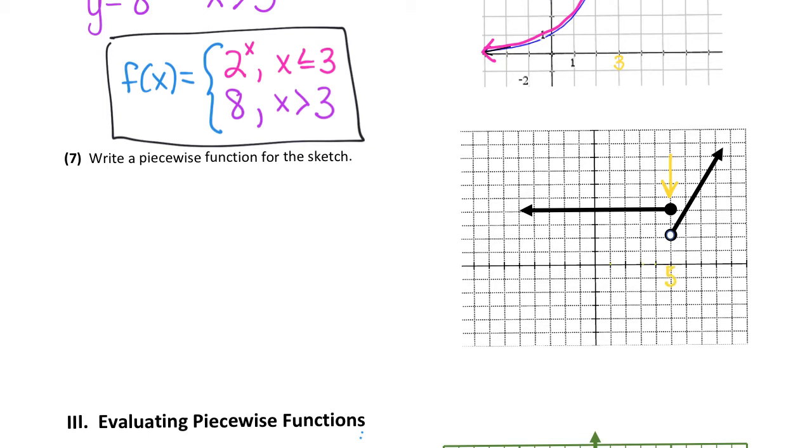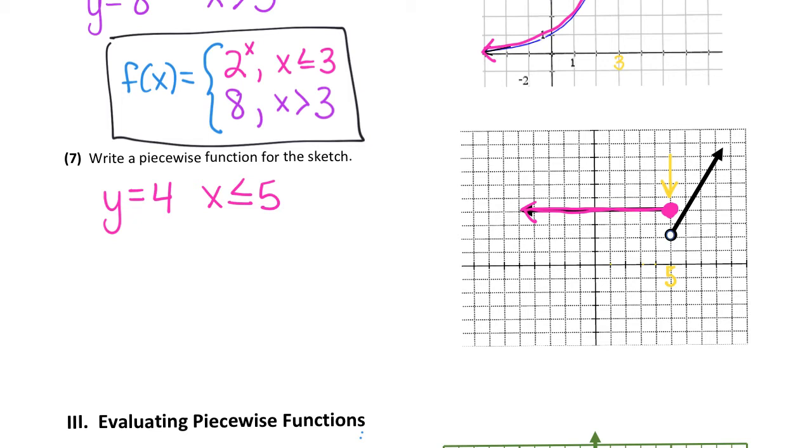So let's start with our first piece right here. We have a closed circle, so this does include x equals 5. We have an arrow, so we know it goes on forever into the negative infinity direction. Again, this is a straight line, of course it's straight. It's also horizontal. So when we have a horizontal line, this is going to be y equal to 4. Y is going to equal 4 when x is less than or equal to 5.